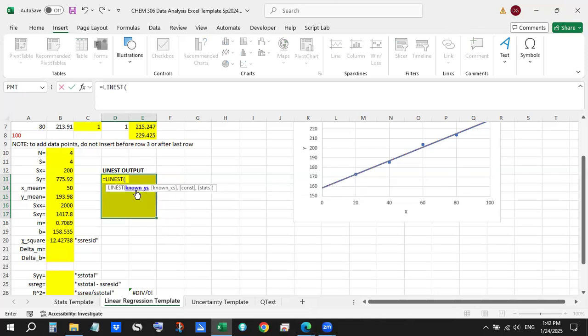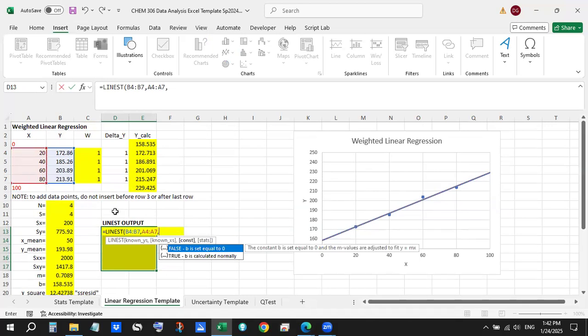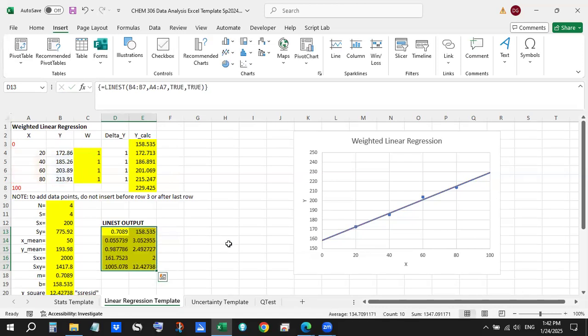The known y values would be these 4 numbers, B4 through B7, comma. The known x values would be these numbers, comma. You want to calculate your b, you don't want to force it to 0, so you type true here, comma. And then the last part right here, you enter true because you want regression statistics, true, close parenthesis. And then instead of typing enter, you do Control Shift Enter.